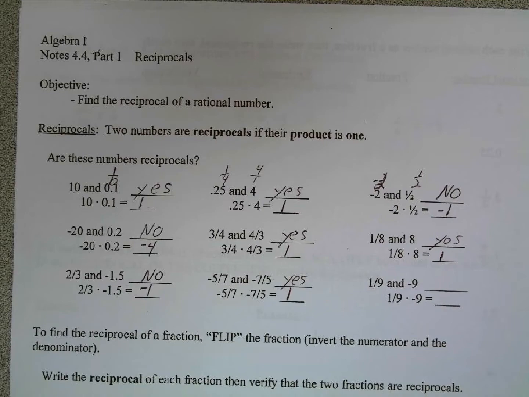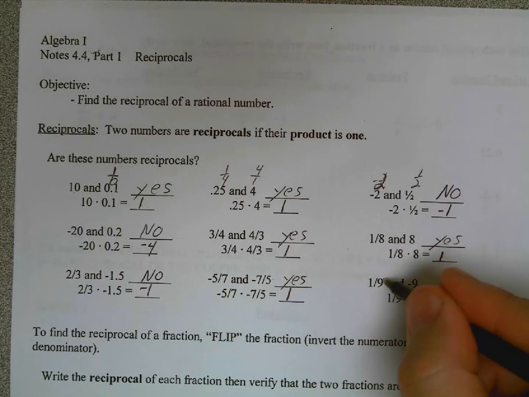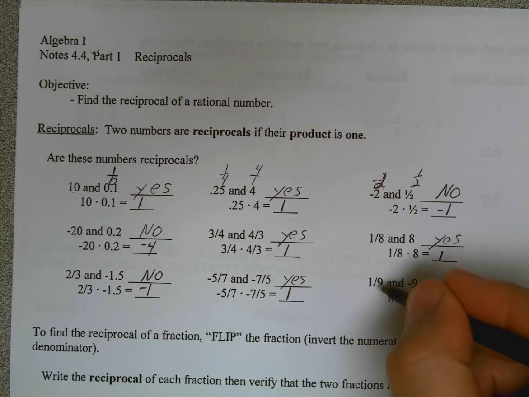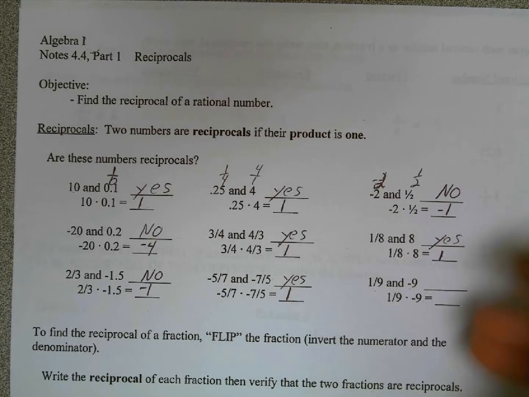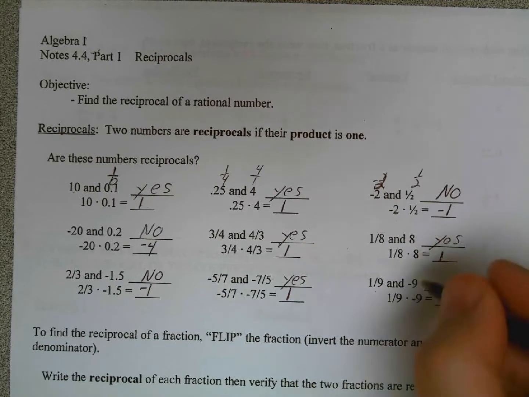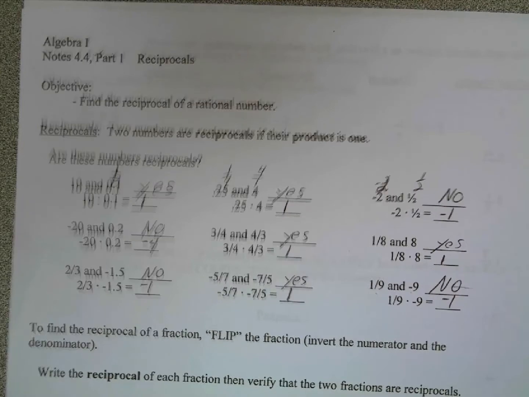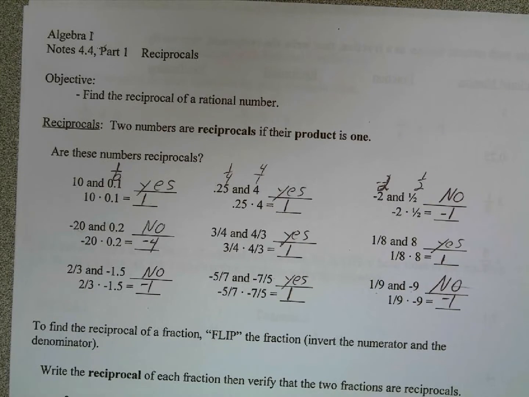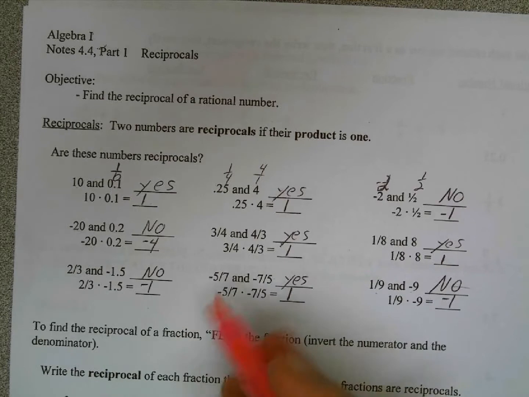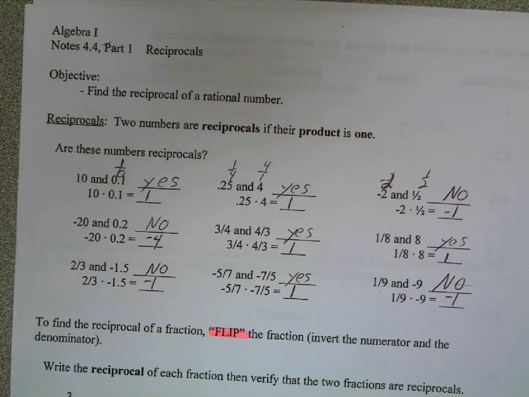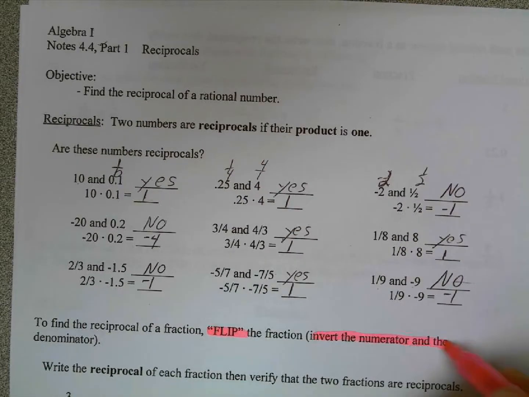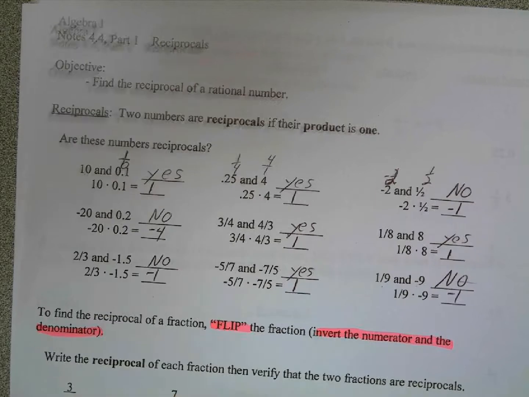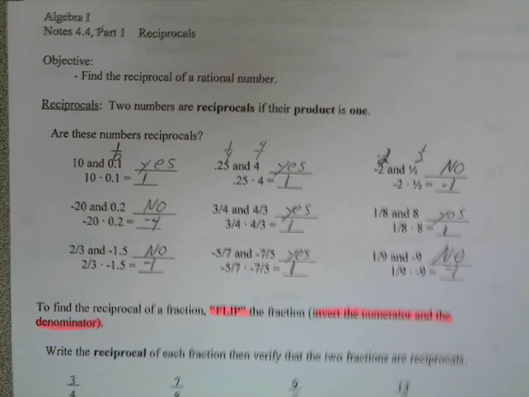All right, so all of these right here, 1 over 9 and negative 9, well, right off the bat, one's positive, one's negative. You know that these are not going to be reciprocals of each other. All right, they have to be positive 1. So to find the reciprocal of a fraction, you essentially are just going to flip it, and invert the number, numerator and denominator. So you're just going to flip what you have.